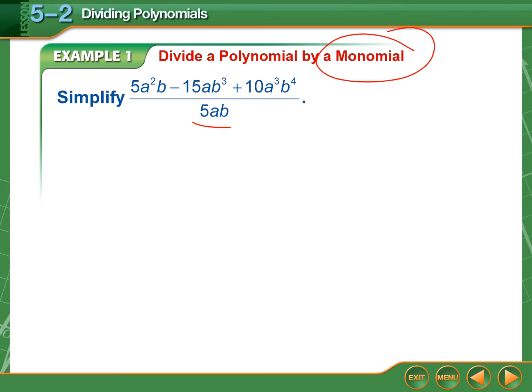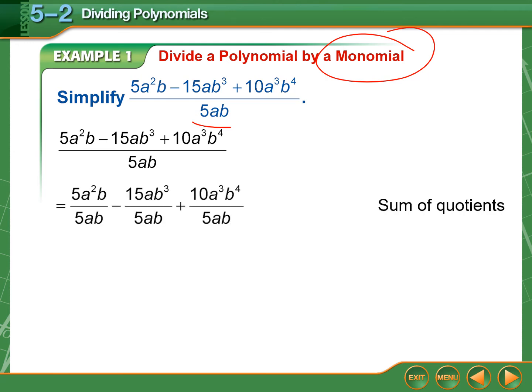The easiest way to do that is just to separate each numerator's term and make fractions out of them. This is what I'm talking about. Then just use your properties of exponents to simplify each fraction. For example, if I'm looking at 5a squared b over 5ab, I can cancel 5a, I can simplify b over b, and I'm just left with the result. You would do that for each fraction.